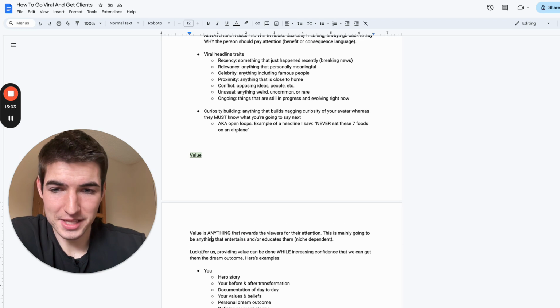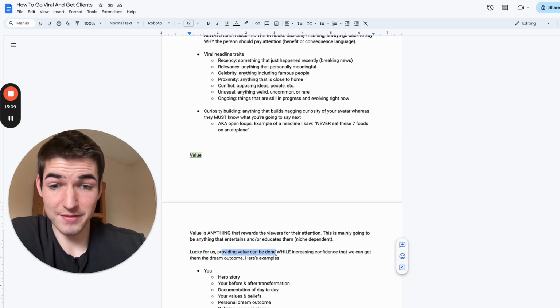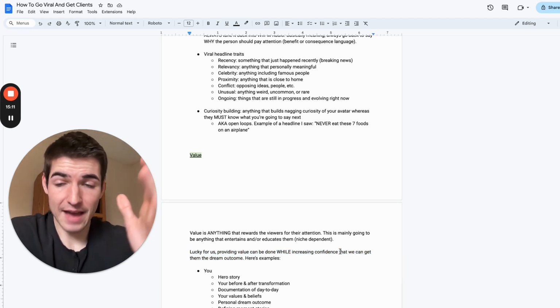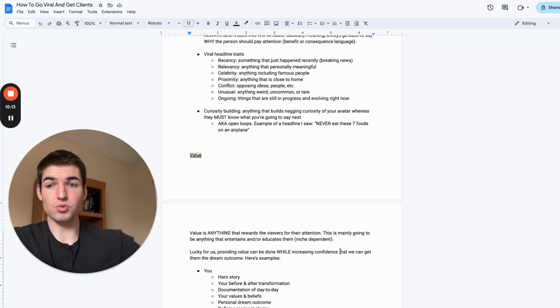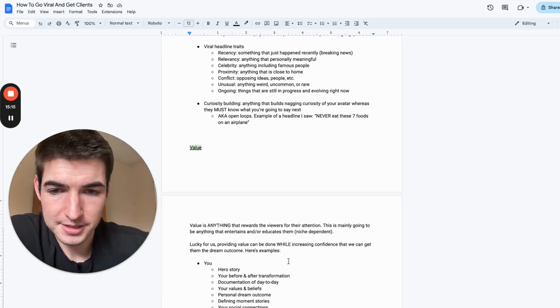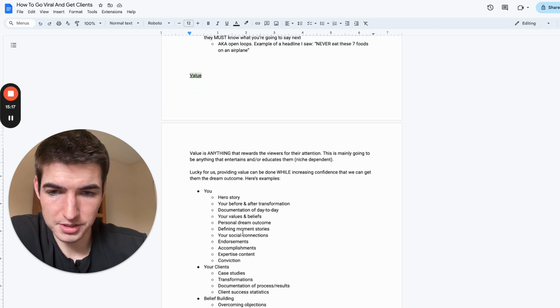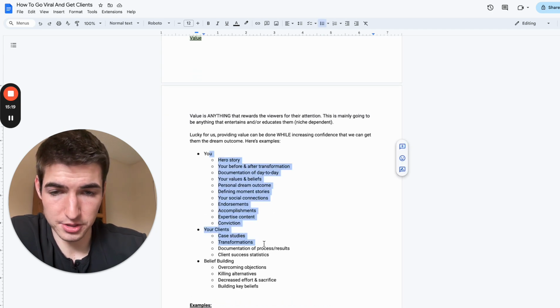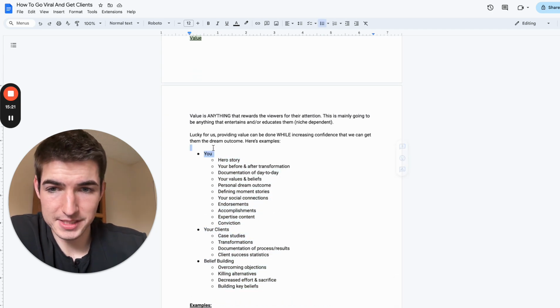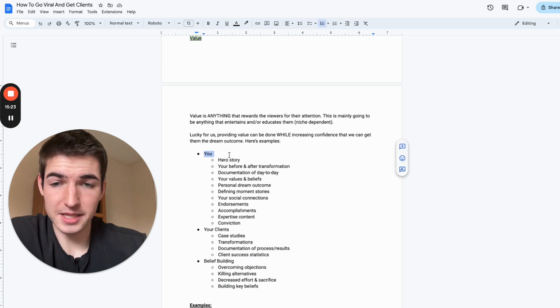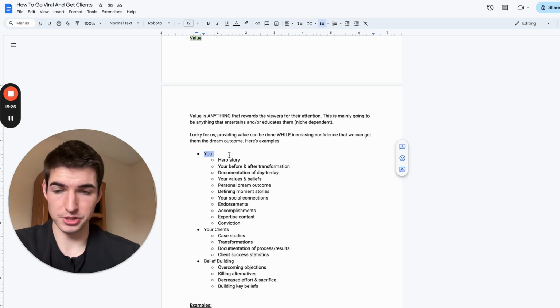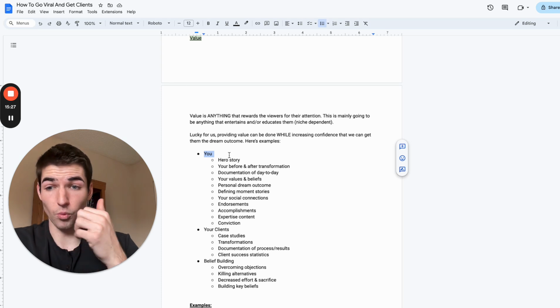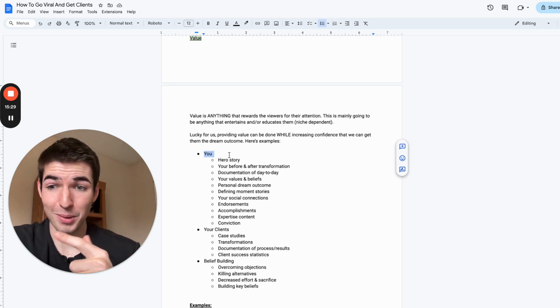But lucky for us, providing value can be done while increasing confidence that we can get them the dream outcome. So we can provide value and increase their confidence that we have the best boat, the best offer to get them to the island at the same time. It's very simple. So here are examples. There's a bunch of topics we can use. The first one is the you pool. It's a lot of things about you as a person that you can leverage and create content about to provide a lot of value, but also give them a boatload of confidence that, hey, I'm the person to help you get this dream outcome.